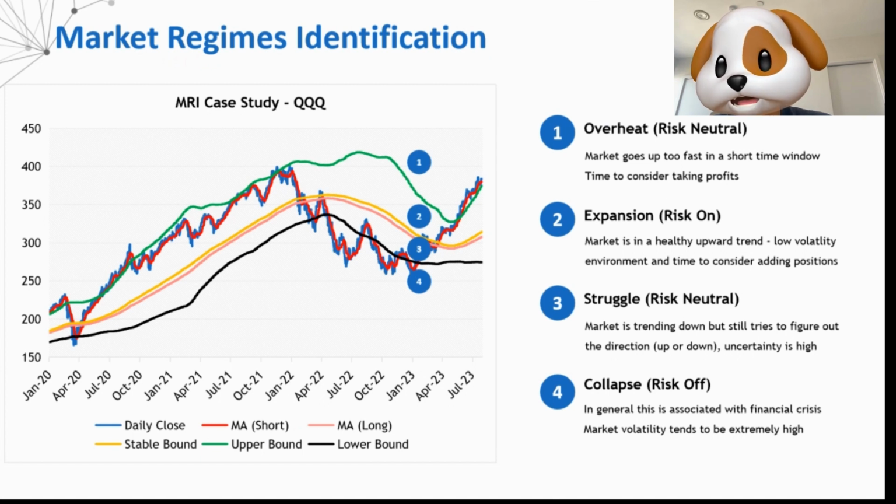Lastly is regime 4, the collapse. This is a truly risk-off scenario. The market goes down quickly in the short term, and what's hurting more is the market volatility. The market shows the biggest daily volatility under this period, so it is recommended to just keep risks off and even consider a stop loss. And that is the MRI framework.